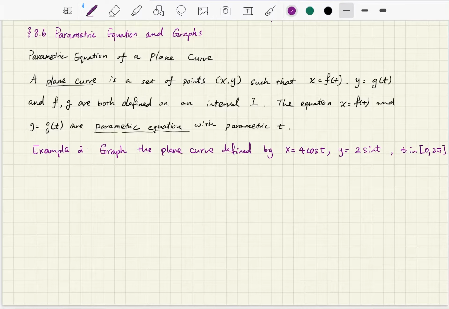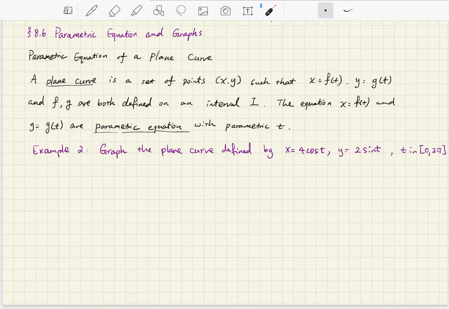Sometimes when we try to graph the plane curve, you can do it, but it will take a little bit longer time to graph it directly. So we can find the rectangular equation first, and then graph it from the rectangular equation, to make it easier.